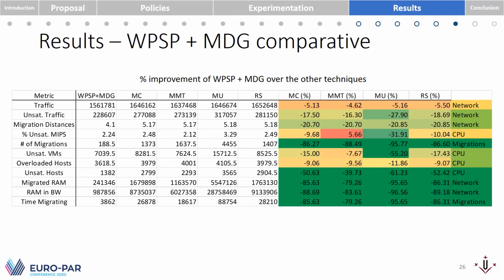On the other hand, unrelated with network, VMs with important internal communications will be migrated to near hosts thanks to MDG, reducing by 89% on average the quantity of data related to migrations.